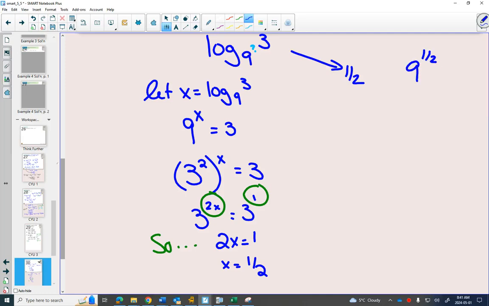Well, 9 to the half, that's the same as the square root of 9, right? That important rule from grade 10 and 11. So making sure you know how to change fractions to square roots and thinking of square roots and cube roots as part of your exponents is important. So you could say, hey, I know that the square root of 9 is 3, so then that question mark would have to be a half. However, if you don't remember that, it's nice to have this strategy where you can change it back to exponential form, get your bases the same, and solve.